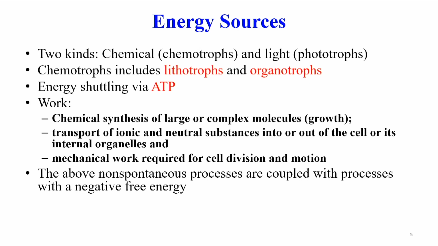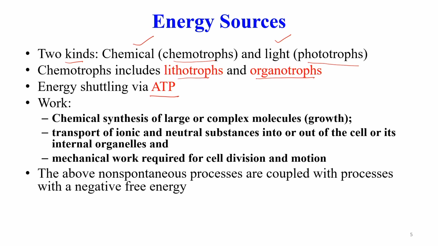Now, to understand this, what is the source of energy which the living system is utilizing? It is classified into two kinds: one is chemical, the other is light. Where chemical is the source of energy, that is called chemotrophs, and where light is the source of energy, that is called phototrophs. Further, among chemical sources, it can be lithotroph, with inorganic substrates, and organotroph, with organic substrates. And the settling molecule for energy is ATP.